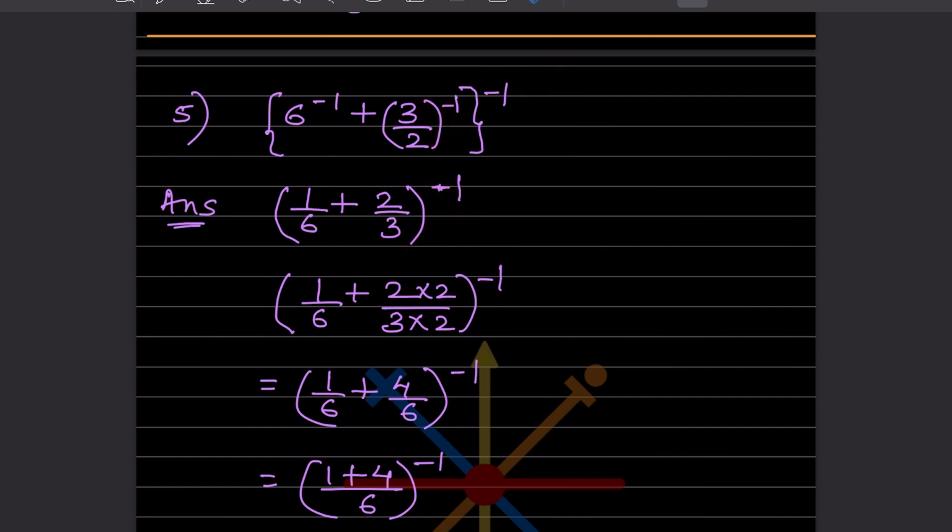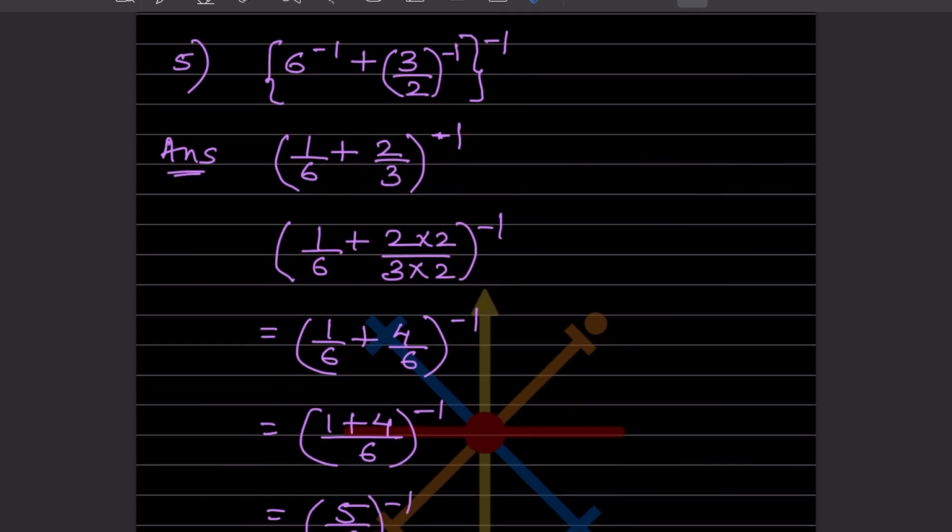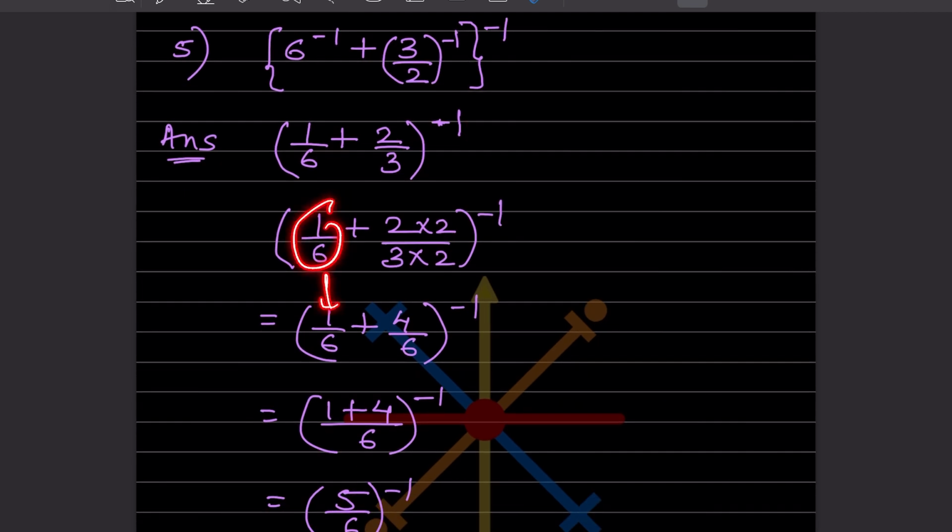So now first let us make, again here, the denominator same. So the LCM is 6. So we are going to write here 3 multiplied by 2. So since we have multiplied this by 2, this also is going to be 2. And let us keep again the exponent same. So this is 1 by 6 as it is. Here is 4 by 6.